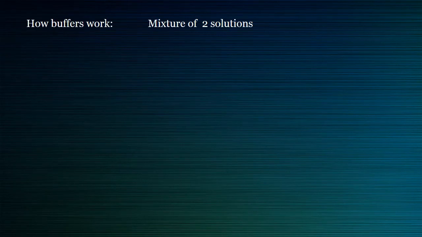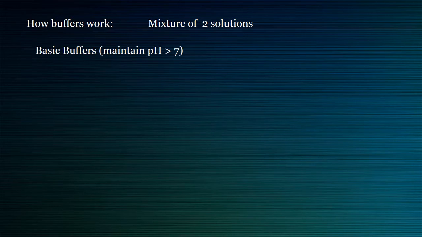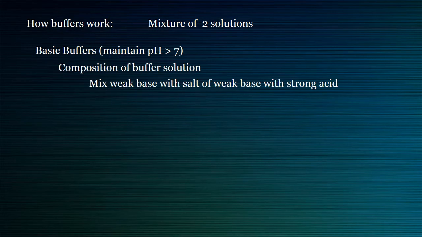Well, what about basic buffers? Basic buffers want to maintain a pH greater than 7. What does this look like? Well, it's just the opposite. You're going to have a weak base, like NH3, with a salt of that weak base from a strong acid, like NH4Cl, where that strong acid was HCl, if you couldn't tell.